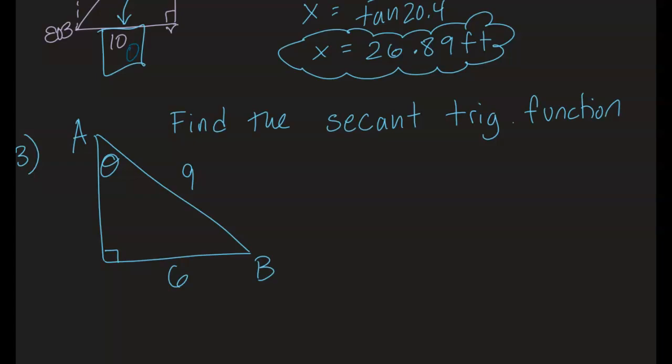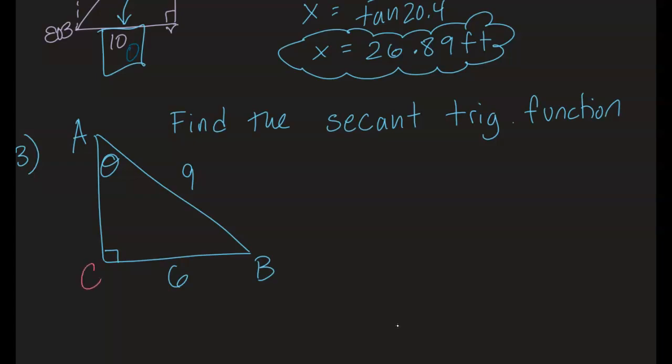So here, what did you notice is the issue with this problem? Yes, exactly. Secant relates to cosine, right? And cosine is adjacent over hypotenuse. Well, we're not given the adjacent side. So guess what we have to do here? We have to find it. We have to use the Pythagorean theorem to find that side.